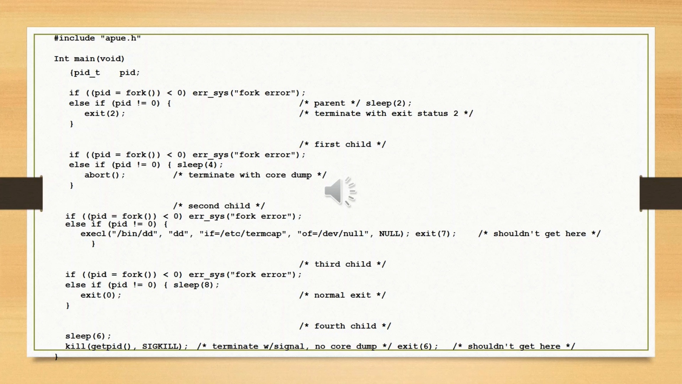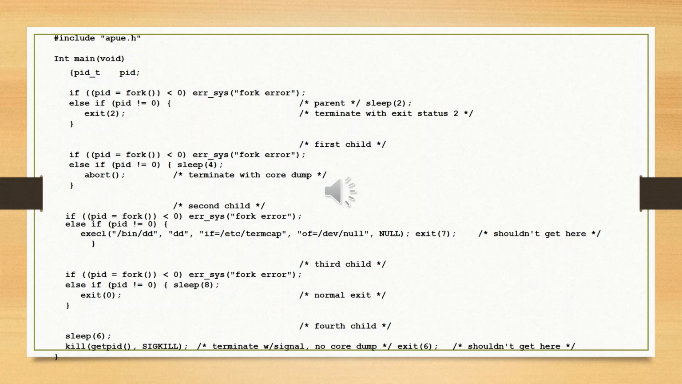Next, we move towards the second child process. If PID is equal to fork less than 0, once again generate the fork error. Else PID is not equal to 0, then you want to set the path with /bin/dd. Then you can call the exit function for that.